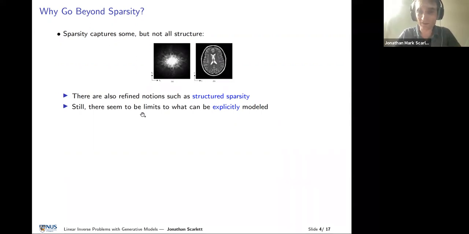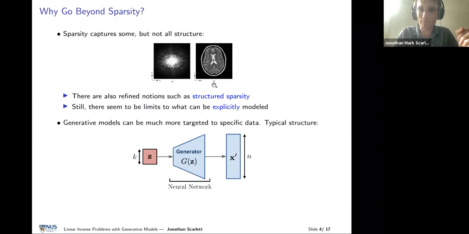There have of course also been many efforts to incorporate these refined notions explicitly, things like structured sparsity. But even so, it seems that there may be some limitations to what you can really say with very explicit mathematical models. Not to rule out this approach altogether, but the idea of this talk is that perhaps we can also consider data-driven models. And data-driven models naturally can be much more targeted to the specific type of signal or data that you're looking at.